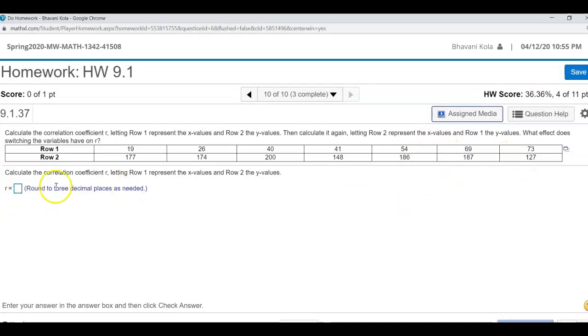Yep, y'all can do this one too. Please make sure you read what they're asking you. They're asking you to interchange your row 1 and row 2, and they want you to see what the new correlation coefficient is. Is there a difference between the correlation coefficients or no?